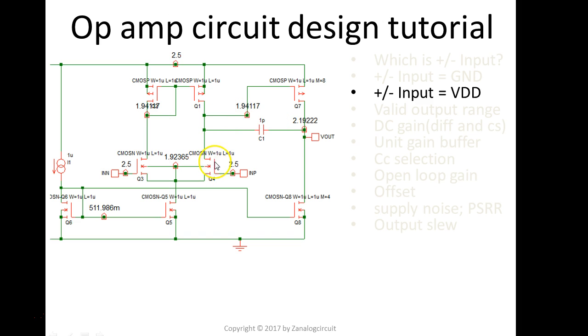Now, here's the problem. As you can see, now the source voltage is not too much lower than its drain voltage. When I say source voltage, I'm talking about Q3 and Q4, right? As you can see, there's not too much VDS here, which means these two guys are not really in the saturation region. This is not something we want. What can you do? Think about it.